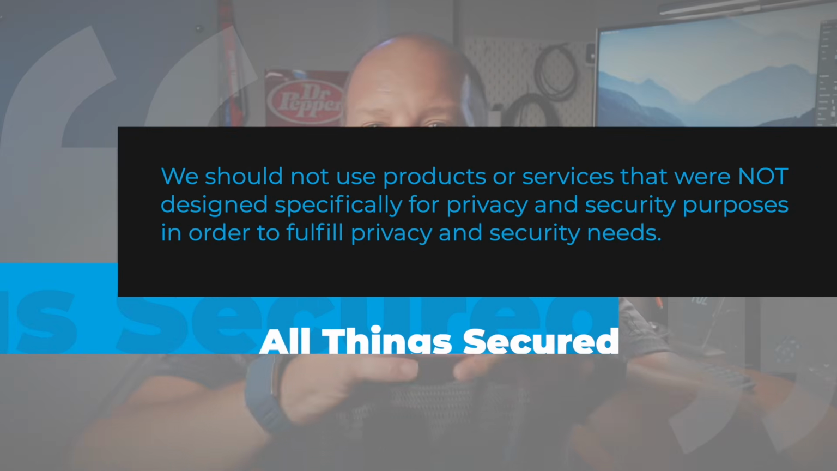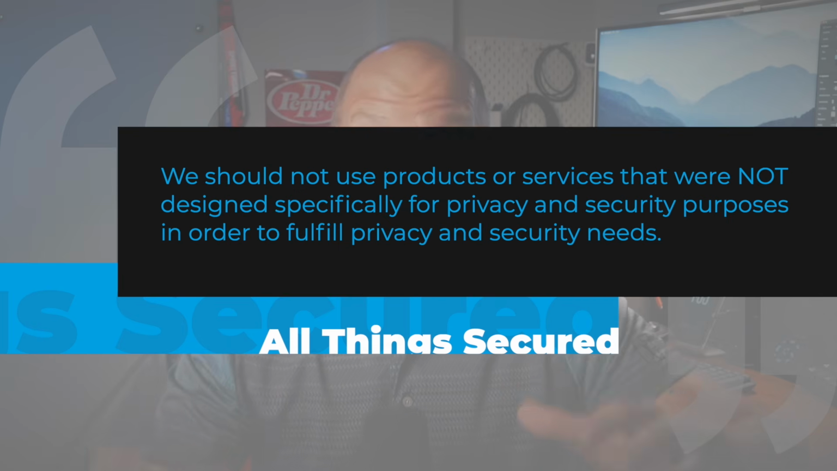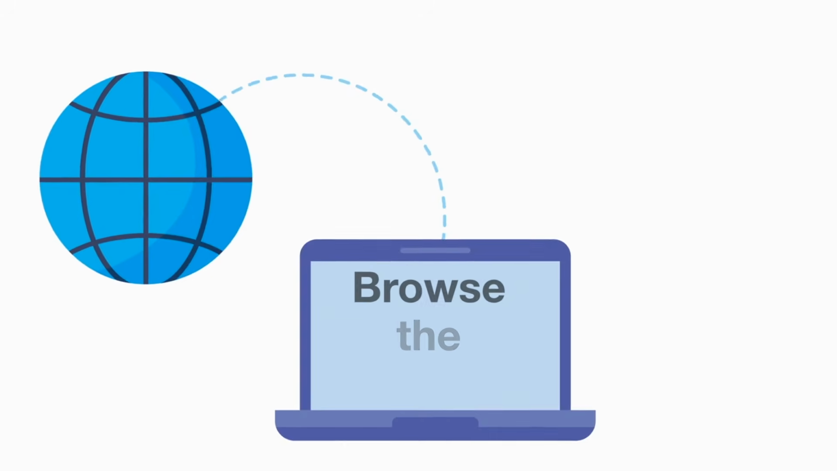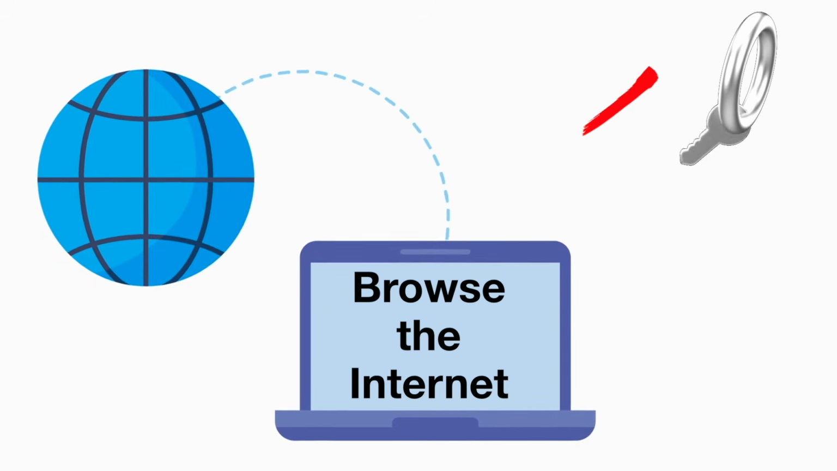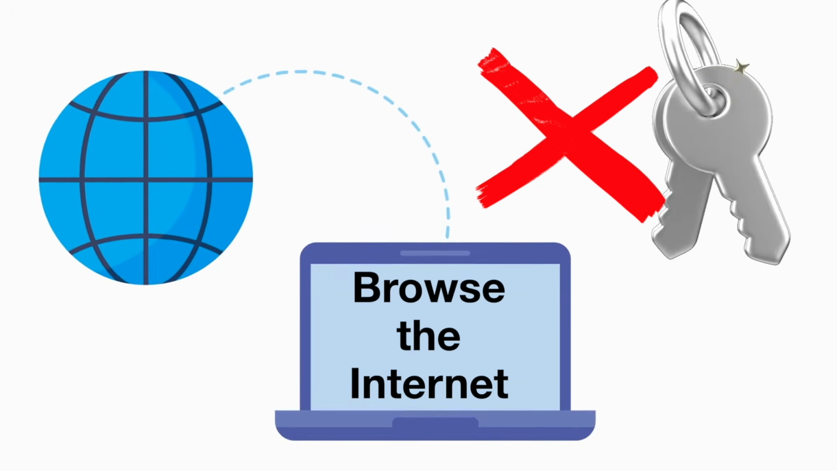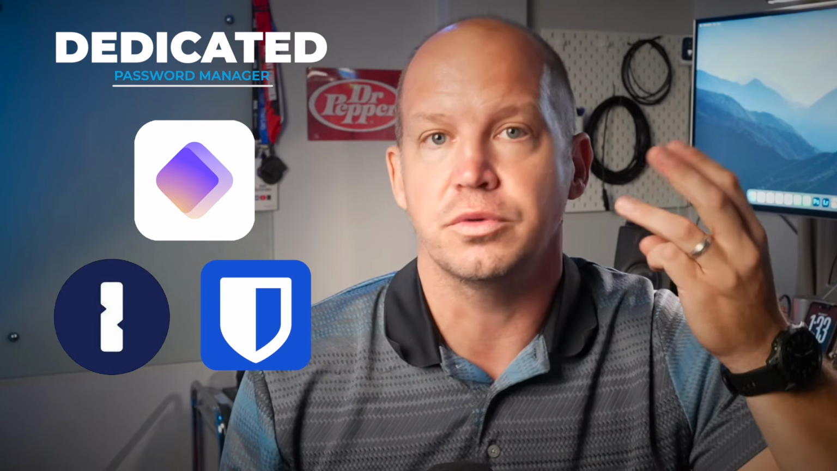The second security principle is the one that I think is most important. And that is that I don't think we should be using products and services for privacy and security purposes that were not designed for those purposes. An internet browser was designed to browse the internet. It was not designed to be a strong and secure password manager. That's why I recommend using a third-party password manager like ProtonPass, 1Password, or even Bitwarden.